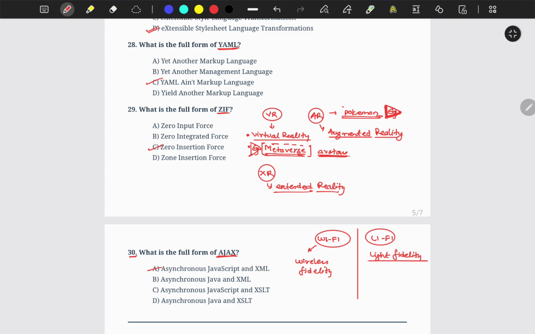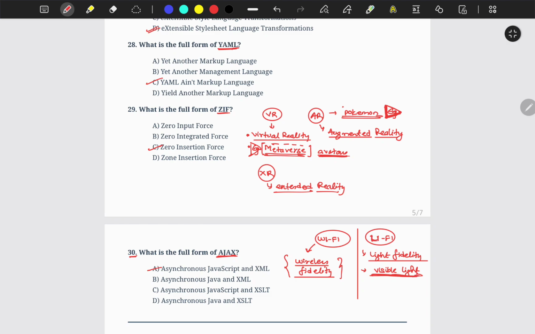In Wi-Fi, you transfer data or you have access to the internet through waves, right? Through waves. So in light fidelity, through light, visible light, through the visible light spectrum, you transfer data. For example, the light bulb in your house works like that. From that light, you transmit data or you have access to the internet.